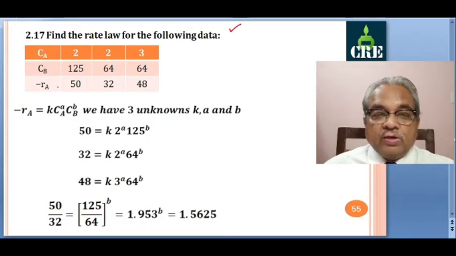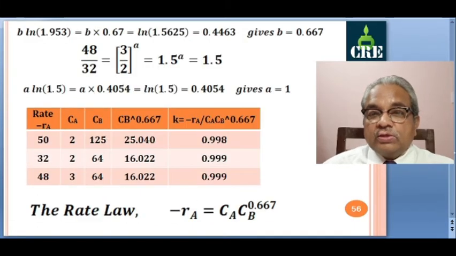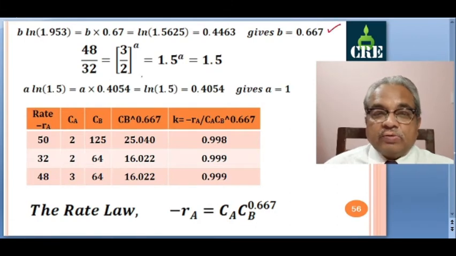So you can write down again, first point, minus Ra 50 is equal to K into 2 raised to a into 125 raised to b. Then 32 is equal to K, 2 raised to a, 64 raised to b. Third point, 48 is equal to K, 3 raised to a, 64 raised to b. 1 by 2, 50 by 32, K cancels out, 125 by 64 raised to b, and that comes out to be 1.953 raised to b, and this 50 by 32 is 1.5625. If you solve this for b, you get b is equal to 0.667.